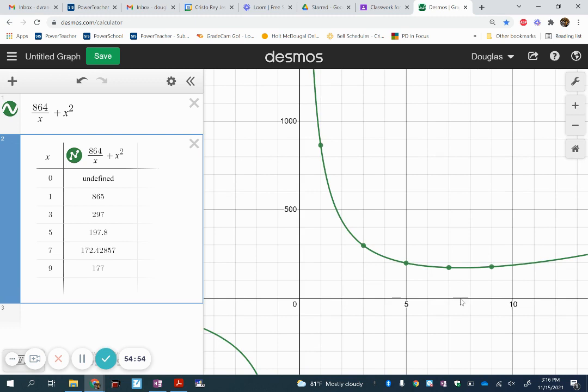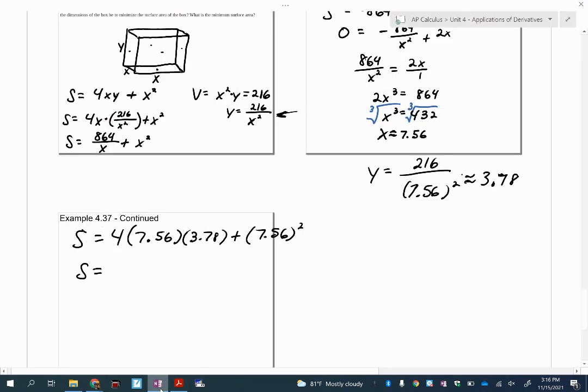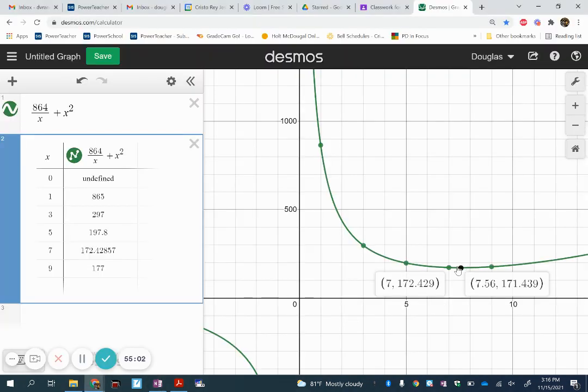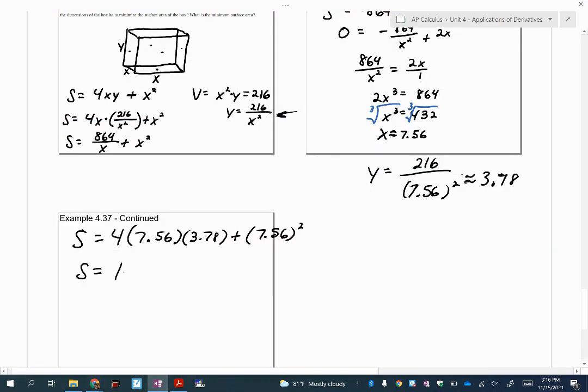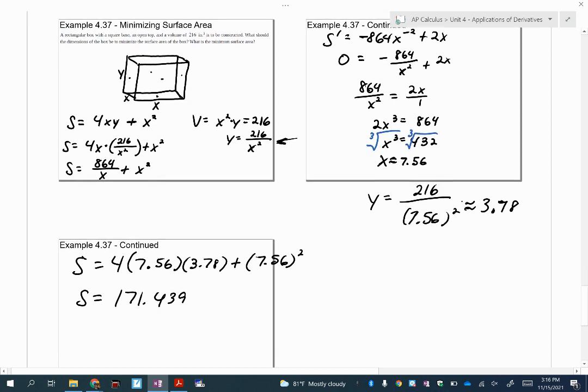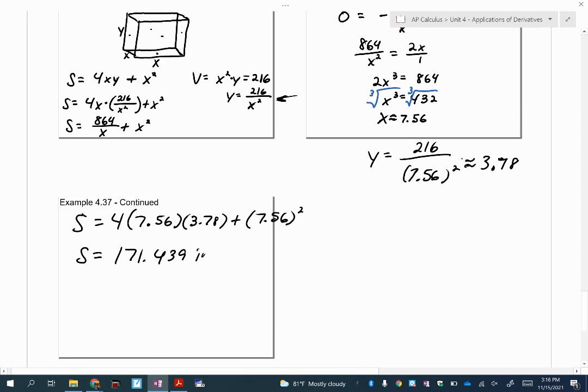So this will show you where my minimum value is, which is right there, the 7.56, which remember I found approximately 7.56. So right here is 7.56 with the surface area being minimized at 171.439 square inches.